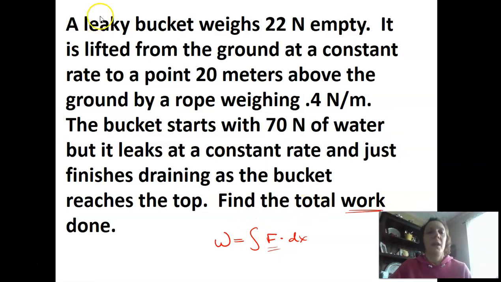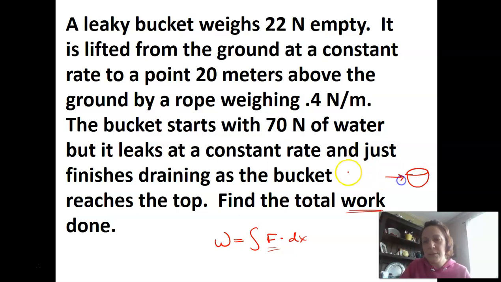All right. A leaky bucket. Calculus is famous for leaky buckets, right? It's got to be leaky, otherwise the force would be constant. So we have a leaky bucket that weighs 22 newtons empty. I didn't give myself very much room here, but here's my bucket.